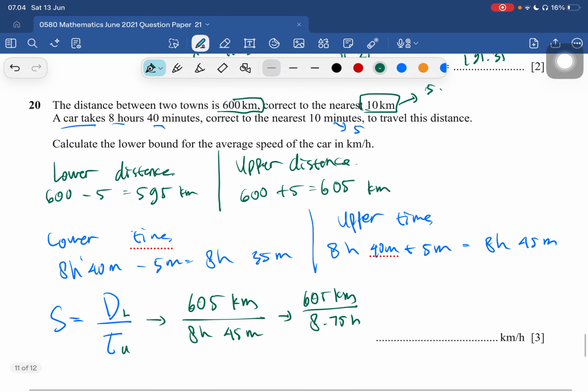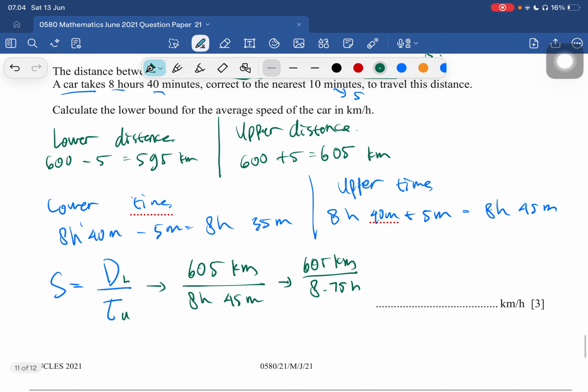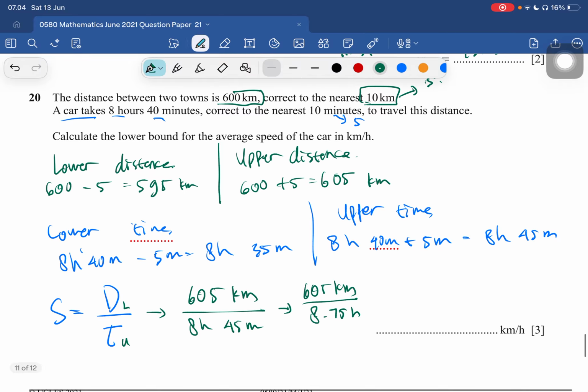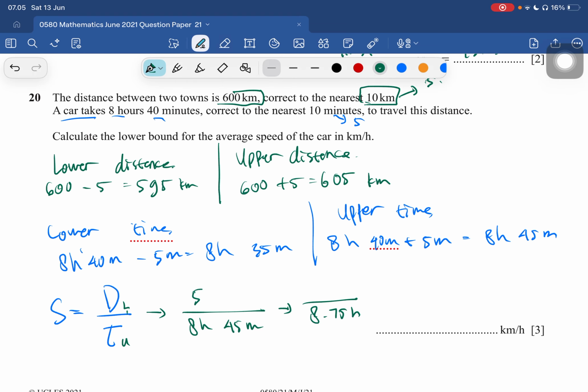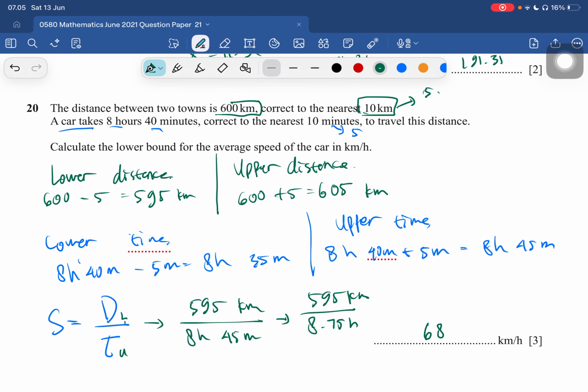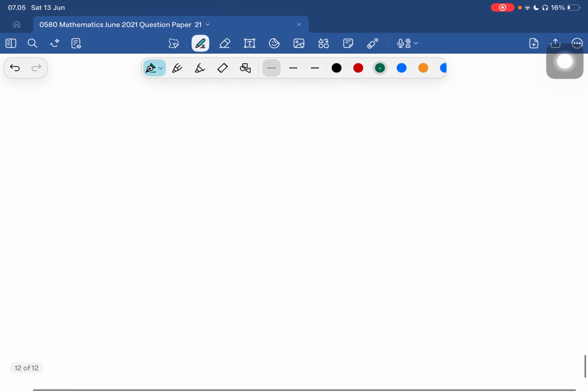Okay, I didn't understand. Let's check it again. Calculate the lower bound for average speed. Okay, we got the upper here is 605. The lower is 595 kilometers. So this is 595 kilometers. Okay, one more, 595 we divide by 8.75. So we got 68 kilometers per hour. Okay, there it is. Thank you.